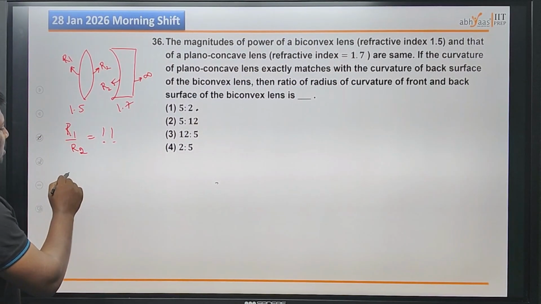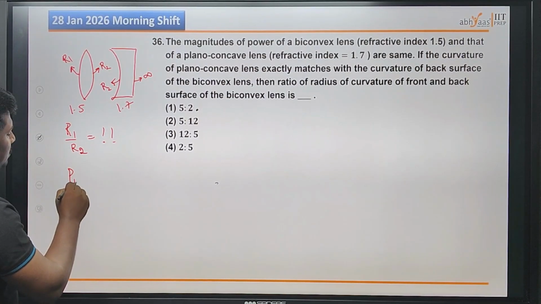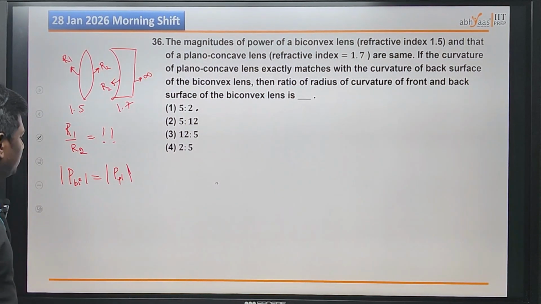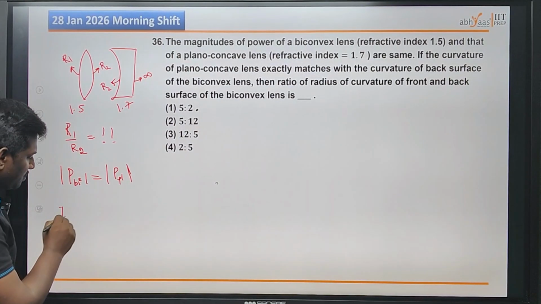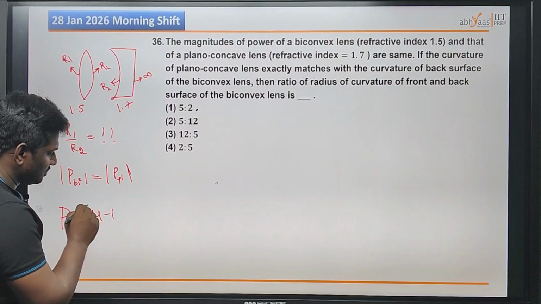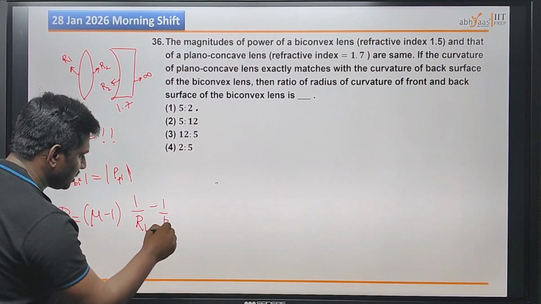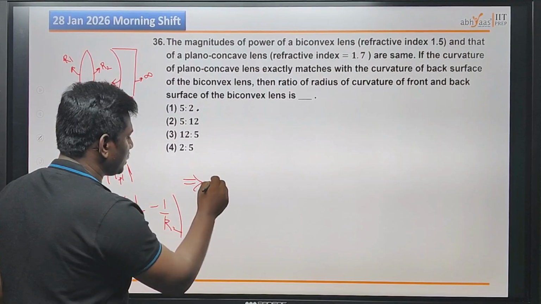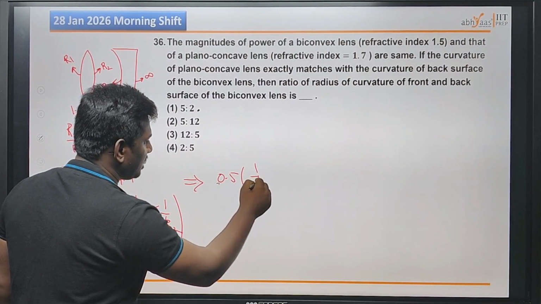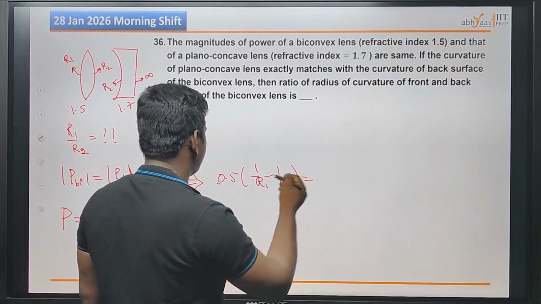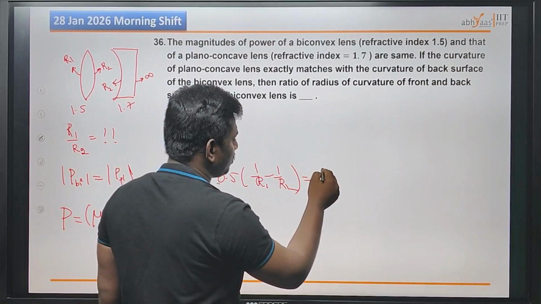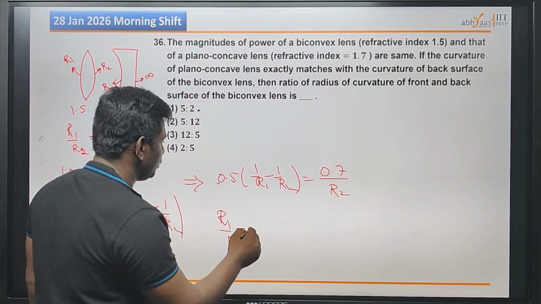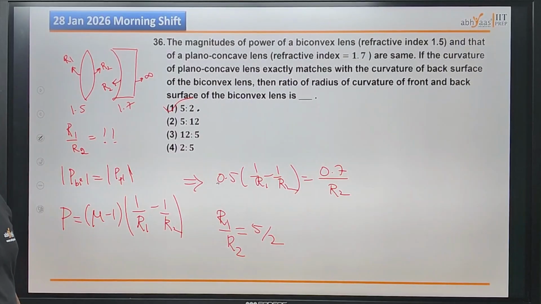What they have given? Magnitude of power of the biconvex lens equal to magnitude of power of the plano concave lens. This is our condition. What is that power? Power can be written as mu minus 1 into 1 by R1 minus 1 by R2. So see here, mu minus 1 for the convex lens, you can write as 0.5 into 1 by R1 minus 1 by R2 equal to, for 1.7, you can write 0.7 by R2. If you find R1 by R2 from this equation, you will get 5 by 2. Option 1 is your answer.